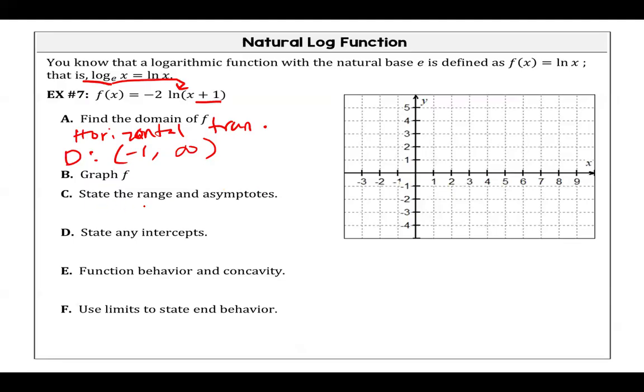All right. Next, state the range and asymptote. So your range, guess what? Never changes. Your range is always going to be all real numbers, because you're forever going down and forever going up for all log functions. Just like exponentials, it's the inverse, right? Your domain is all real numbers. And this time your asymptote is a vertical asymptote, and it's going to be at x equals -1, which is why your domain starts at -1.